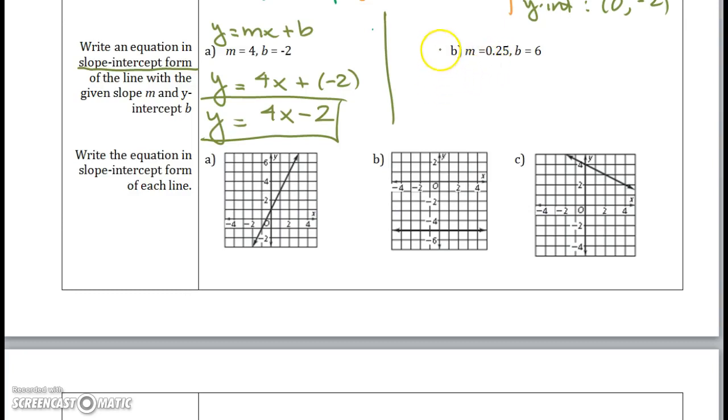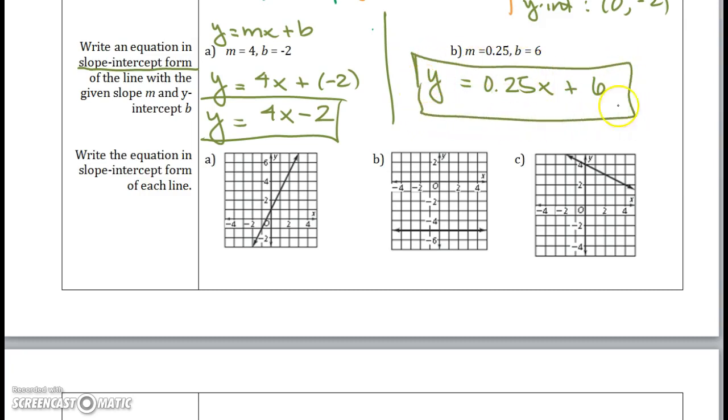And you get y is equal to 0.25x plus 6. That's it. Y equals mx plus b. Luckily my b's and my 6's look alike, so you wouldn't have known if I got that wrong anyways.